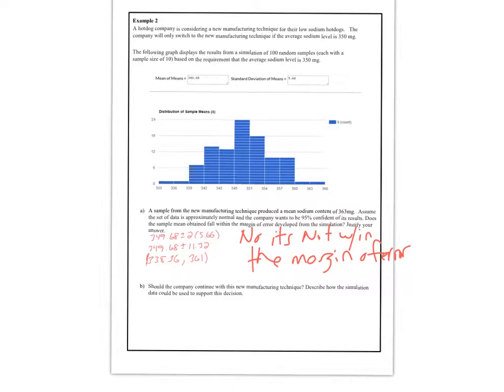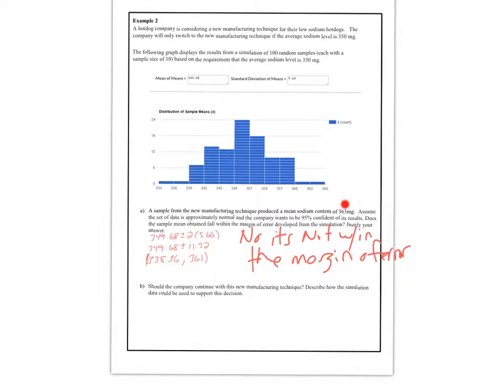Should the company continue with the new manufacturing technique? Meaning, is it going to be good enough? Well, our sample from the new manufacturing technique was 363, which is above the bounds that would occur. So 350 is the goal. If it is at 350, we're okay. So if 350 were correct, we would have a range of values from 338 up to 361. And any number that's in between there, I would say, hey, that could have been 350. Those are the bounds that would occur due to random variability.